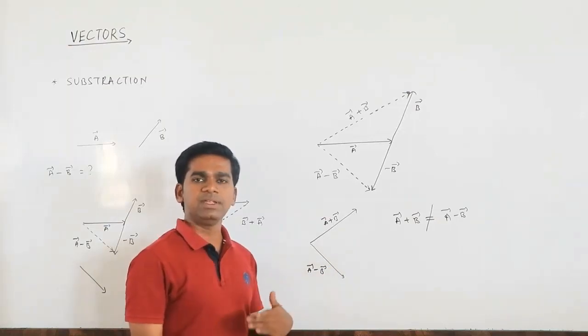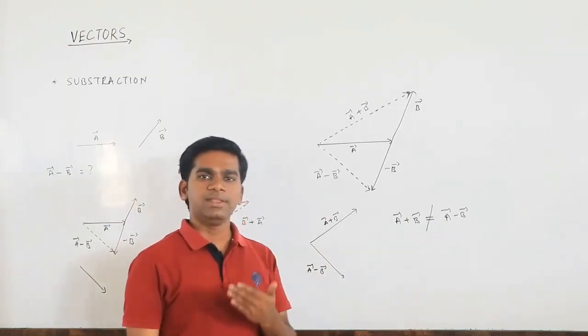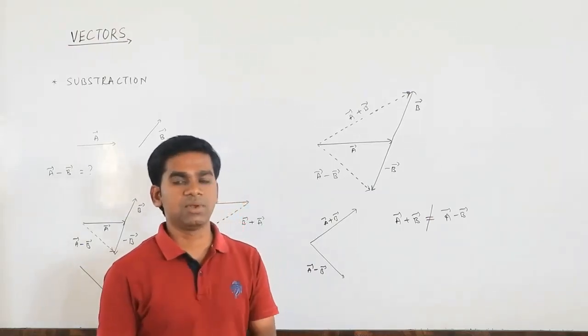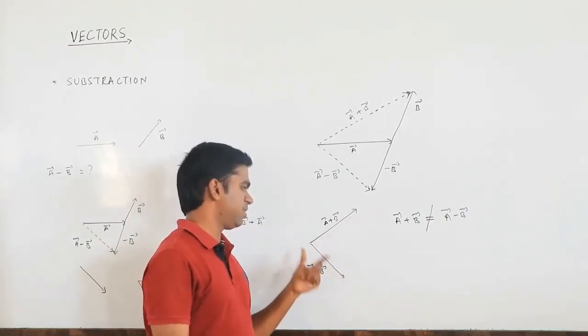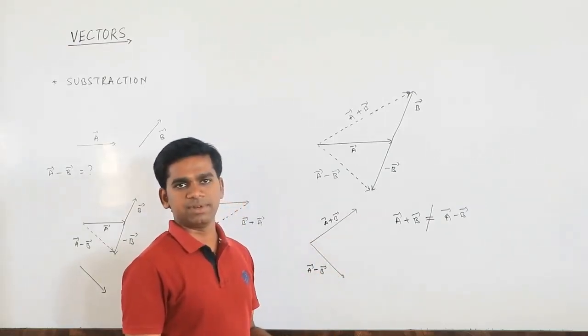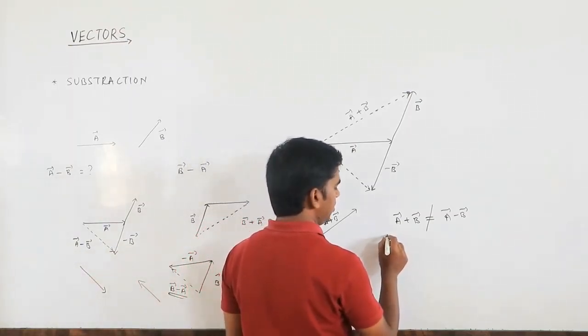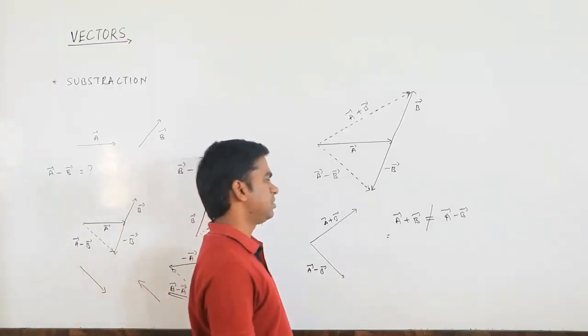We can say two vectors are equal, or the resultants are equal, when they have the same magnitude and direction. Now these are not equal vectors. The magnitude, the length, is different, and the direction is also different. So this is important to remember: vector a plus b will never be equal to vector a minus b.